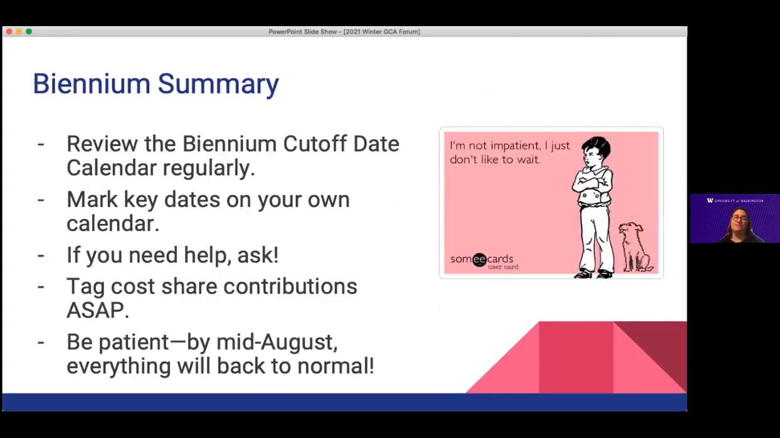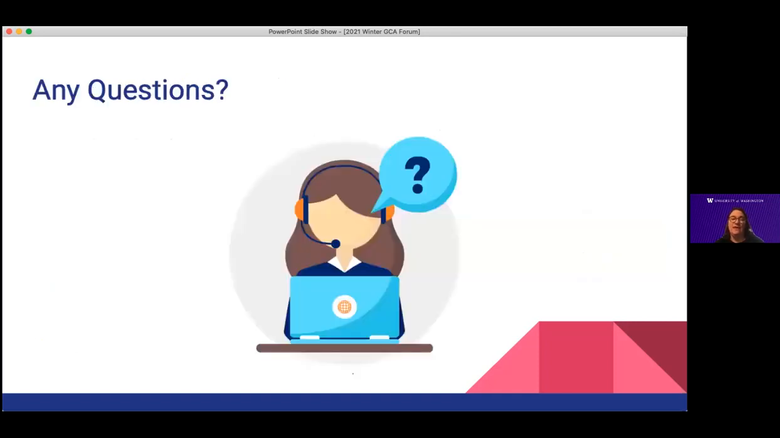So as a summary, review the biennium cutoff date calendar regularly as we come closer to the crossover. I'd recommend start looking in May. Mark key dates on your own calendar. If you need help, ask. Tag any cost share contributions as soon as possible, and be patient. By mid-August, everything will be back to normal. And at our next forum, when we're closer to the actual crossover, we'll have some updates on the exact dates that will be involved. Next slide.